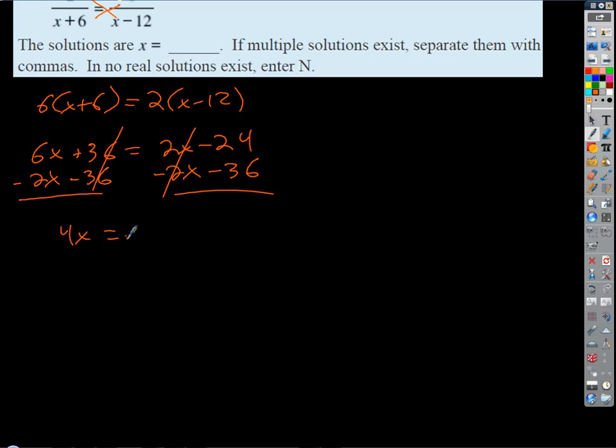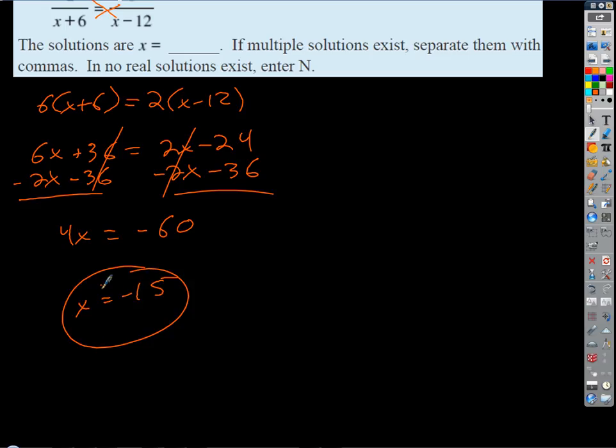4x equals, is it negative 12? Let's see, I'm subtracting these, so negative 60, so you divide by 4. So what's my answer then? It's 15? Negative 15, yeah. How would I check it?